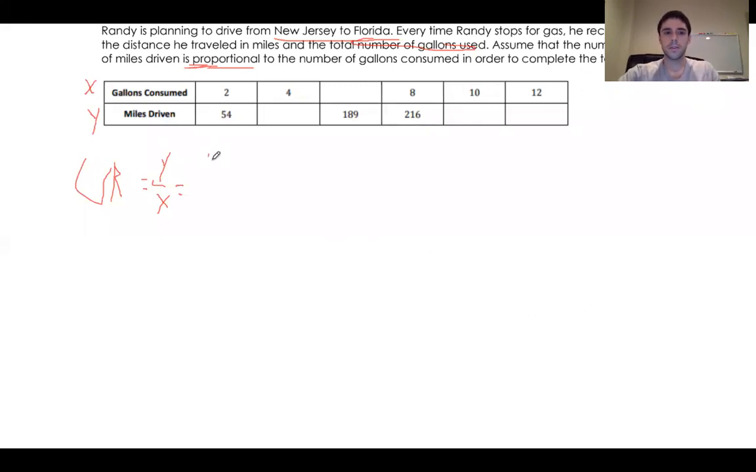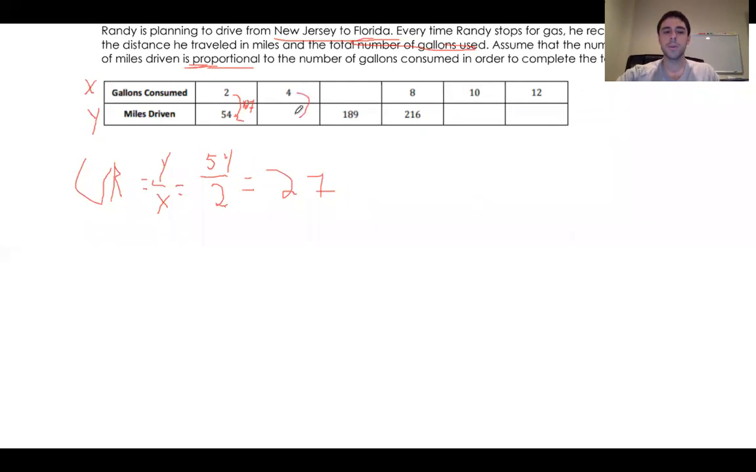So we're going to take 54, our miles traveled. We can do that in this first one, over 2, which is going to give us, awesome, 27. And will our unit rate be the same for each entry in the table? Yes, it will. So each time we have to multiply this value by 27 in order to get our Y value, or the miles driven.